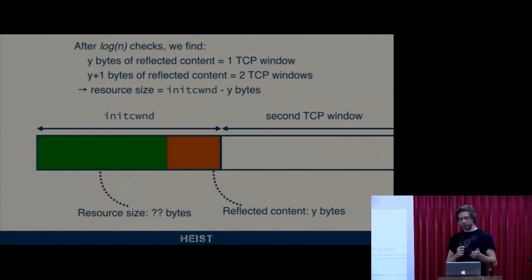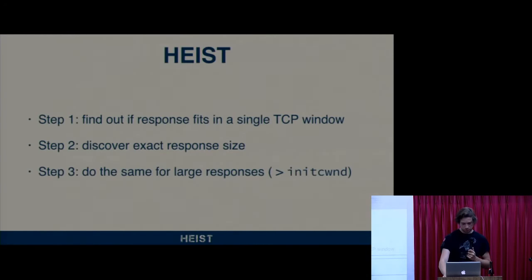So let's refer to this as the tipping point, because for y it's 1 TCP window, and for y plus 1 it's 2 TCP windows. Okay, so that's cool already. You can determine the exact size, but only for very small resources. Of course, it wouldn't be cool if we could only do that. Well, it would be cool to some extent, but not cool enough. So let's look at how we would do it for larger responses.